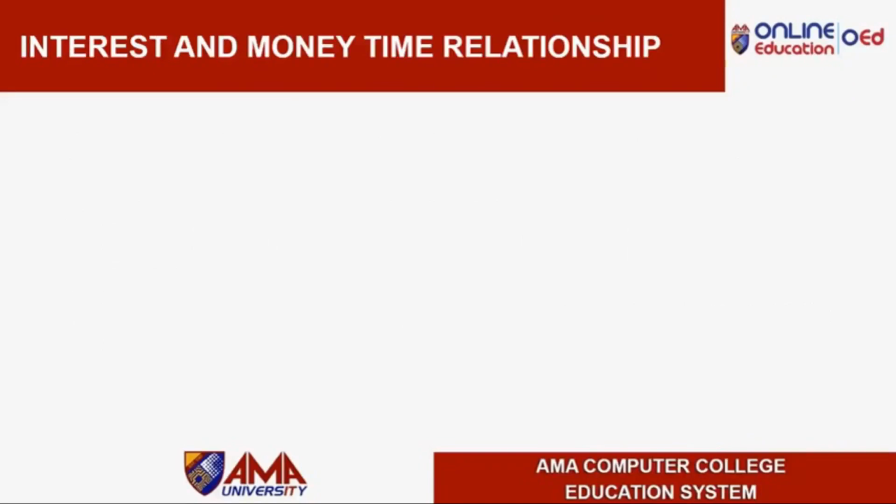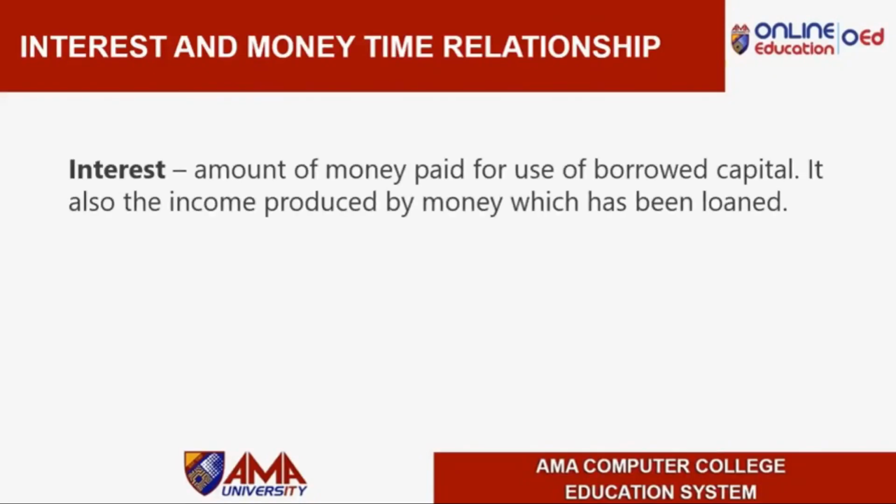Before we start, let's first define interest. Interest is the amount of money paid for use of borrowed capital. It is also the income produced by money which has been loaned. For example, you borrow money from a bank. There will be a corresponding interest for a year based on the agreement. So you are going to pay the bank after a year with the amount you loaned plus the interest.